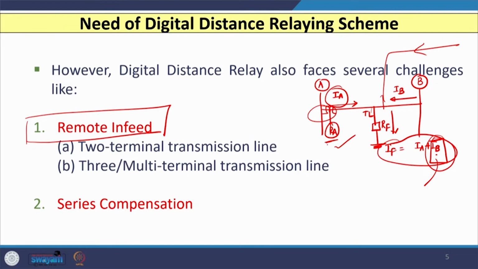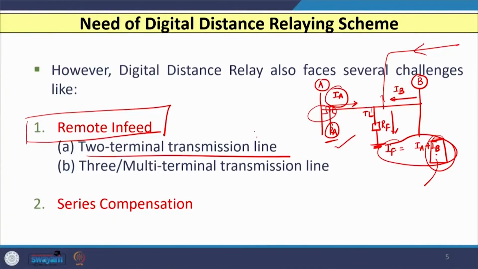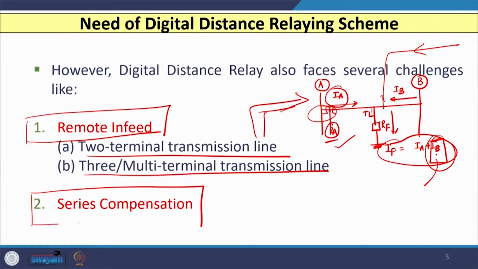So, remote in-feed is really a serious issue faced by the digital distance relay, and it arises mainly because of two terminal transmission lines as I have indicated here, and maybe three or multi-terminal transmission lines. In both cases the remote in-feed effect is observed and the digital distance relay may maloperate in this situation. The second problem faced by the digital distance relay is series compensation.